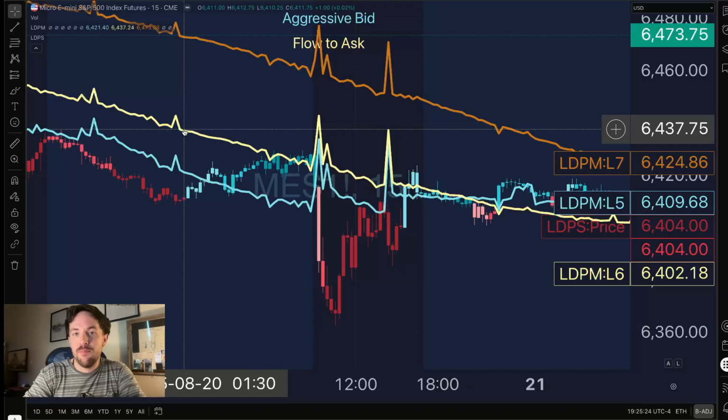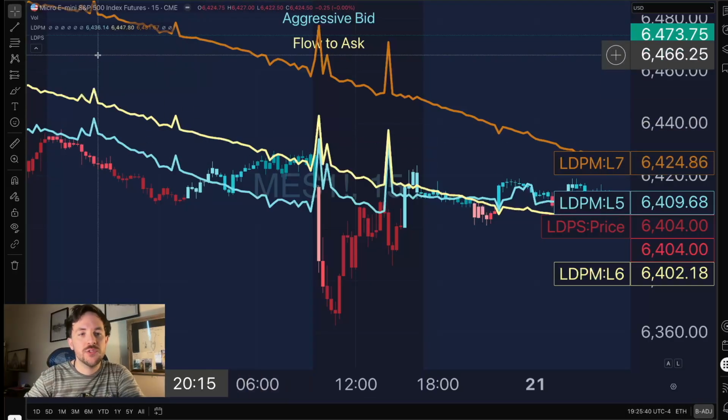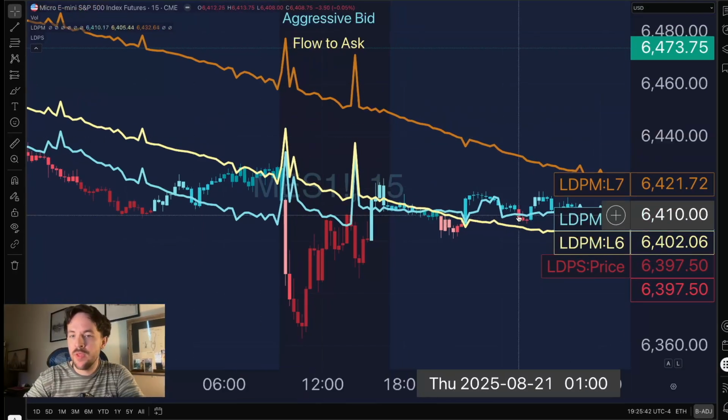So I guess the main point is, how do we do this? How do we find bear traps and bull traps? The answer requires a little bit of a backstory. So first, let's look at LDPM. We know it, we love it.